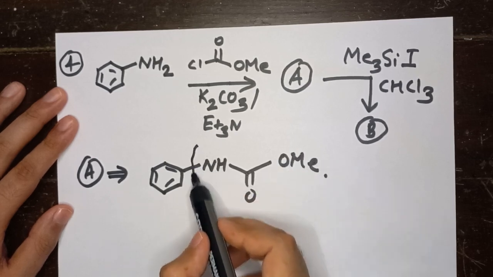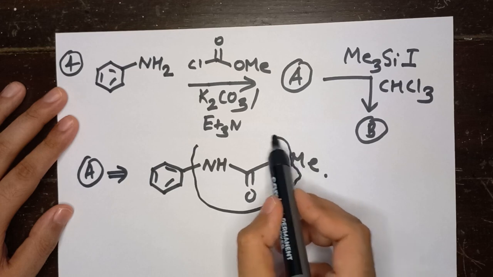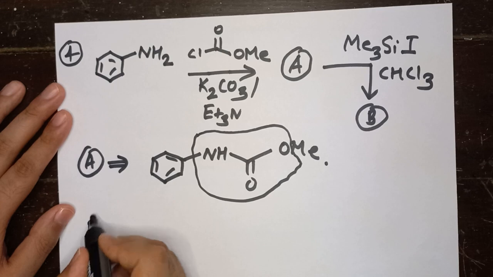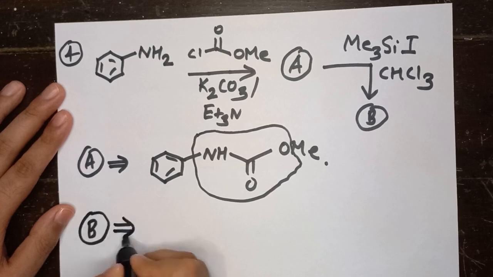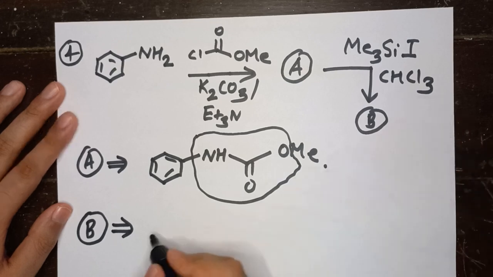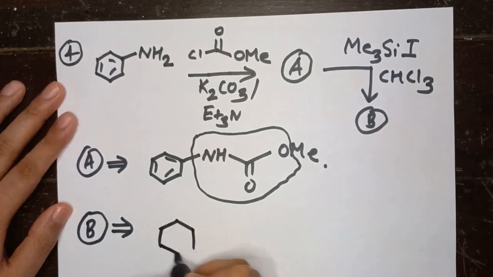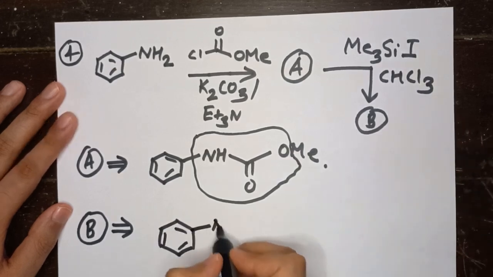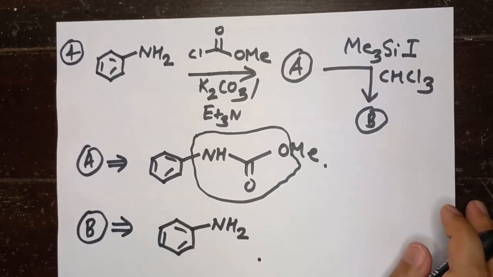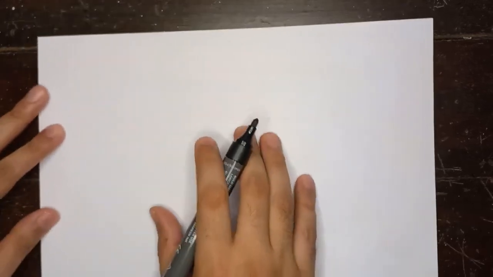So the structure of A is... so basically we have generated a carbamate. Okay, and we know the carbamate can be deprotected, can be removed in presence of trimethylsilyl iodide in chloroform. So we will regenerate the amine group. So now let's go forward. Okay, now the fifth question.